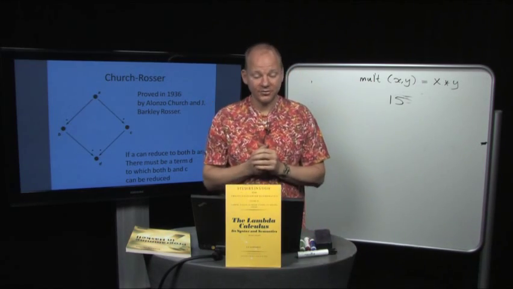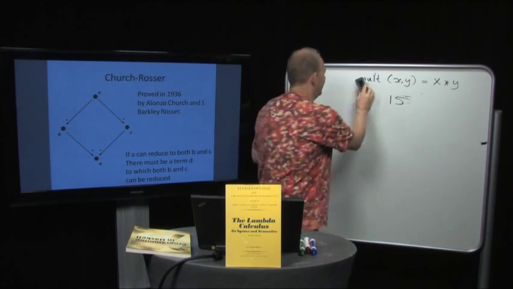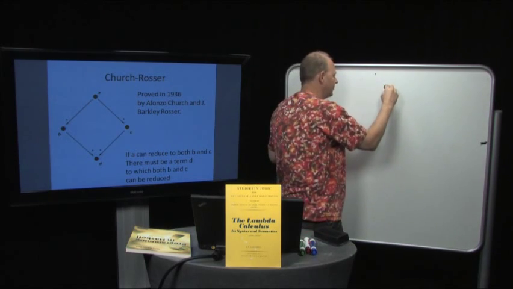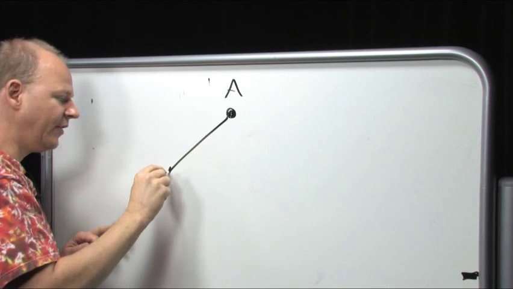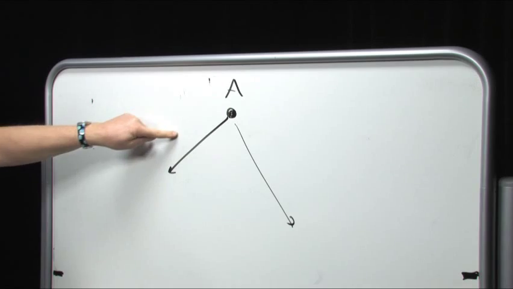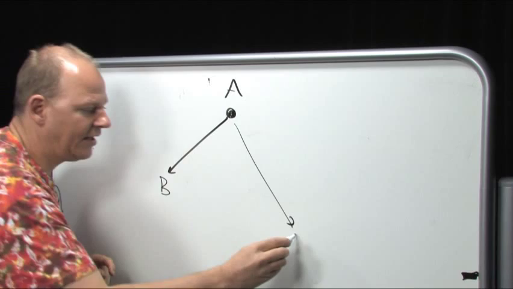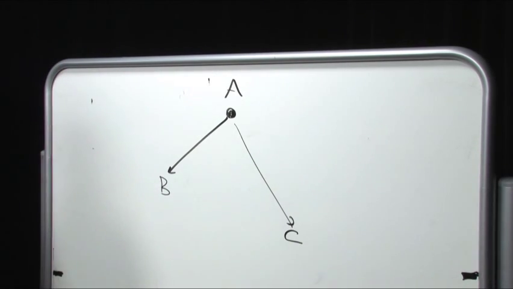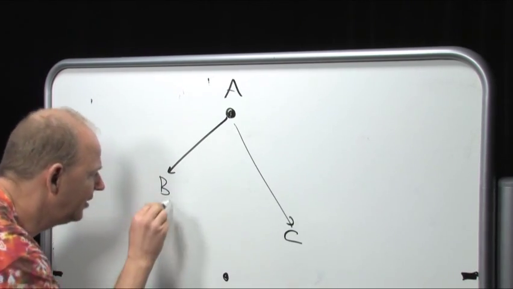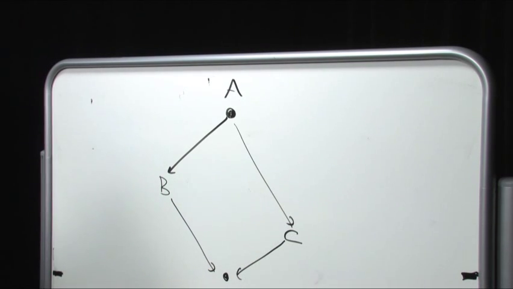But the idea of the Church-Rosser theorem is that if you start with an expression, some term, let's call that A, and I reduce that in two different directions, for example, in this case I did outermost reduction, and in that case I did innermost reduction here, and I get two terms B and C, what this theorem says is that there must be some D such that I can now reduce B and C both to D.